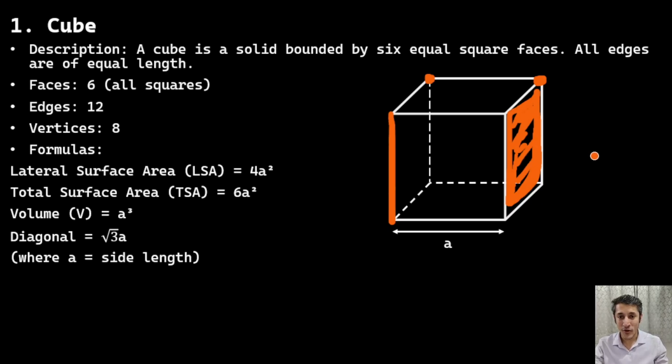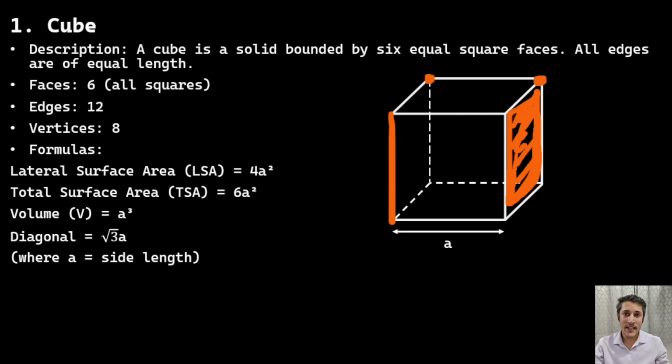Next, we have a list of formulas for a cube. The first one is the lateral surface area, which is 4a squared. As we had discussed earlier, lateral surface area is the surface area of the solid which excludes the top and the bottom. Now, a cube has all its faces as squares. We know that if the side is a, the area of a square is a squared. If we are excluding the top and the bottom, in a cube we are left with 4 surfaces. So the lateral surface area would be 4 multiplied by a squared, which is 4a squared.